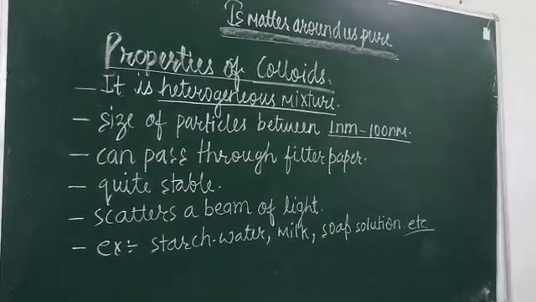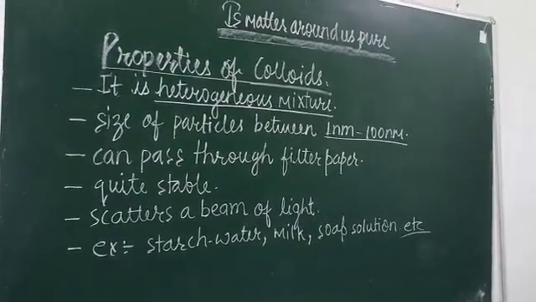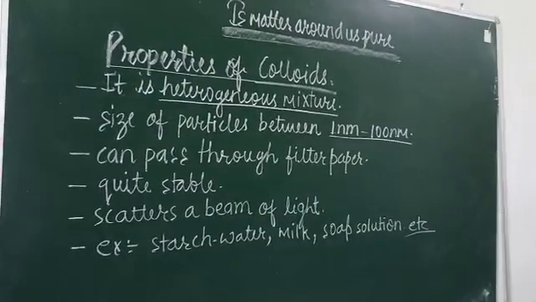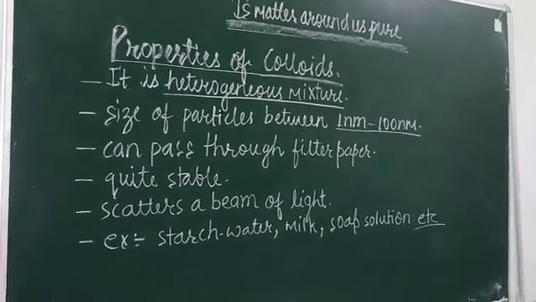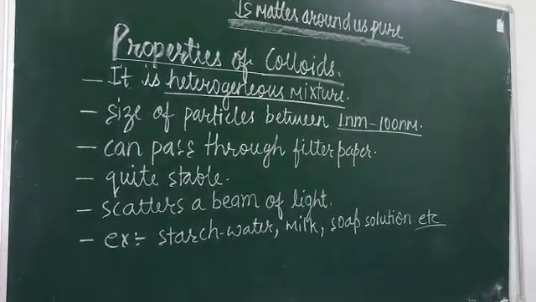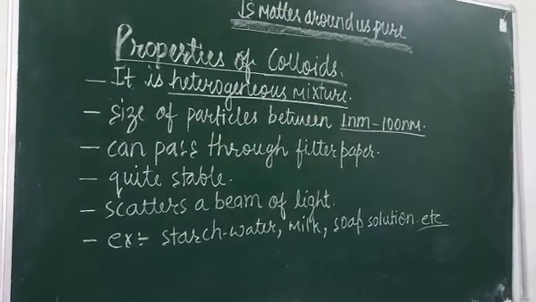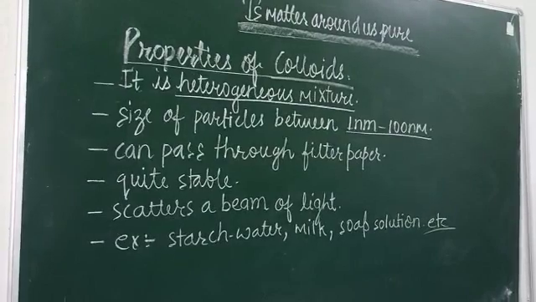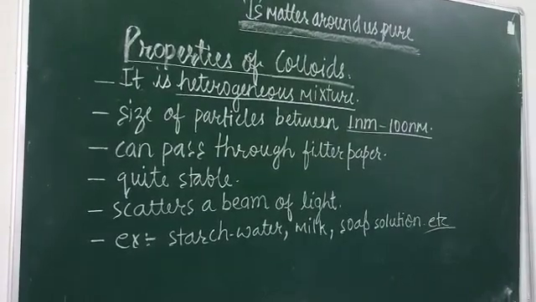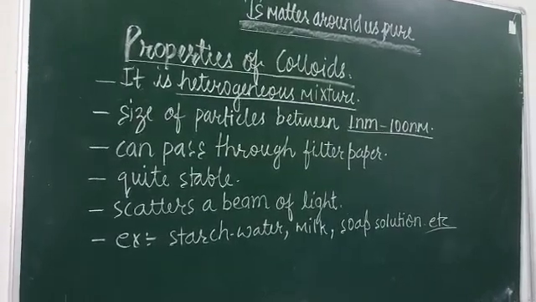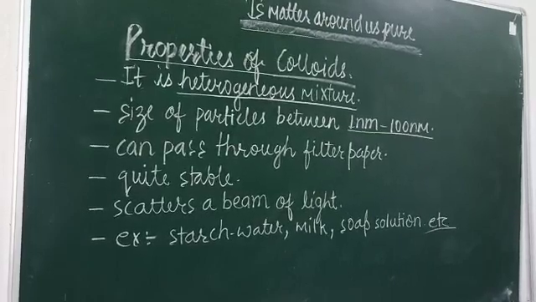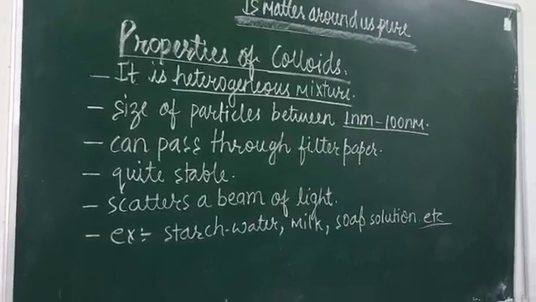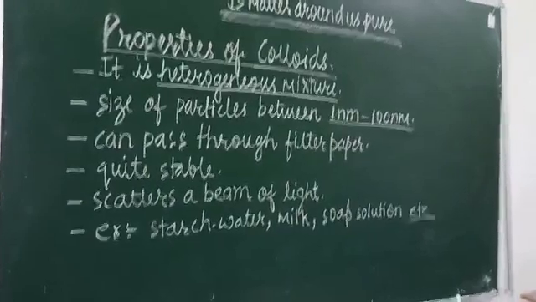Number one, a colloid is a heterogeneous mixture. And what is a heterogeneous mixture? I already explained it in previous classes, so let's see it once again. A heterogeneous mixture is one in which the substances remain separate and one substance is spread throughout the other substance as small particles, droplets or bubbles.